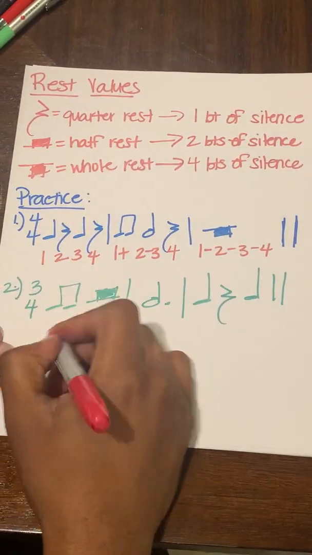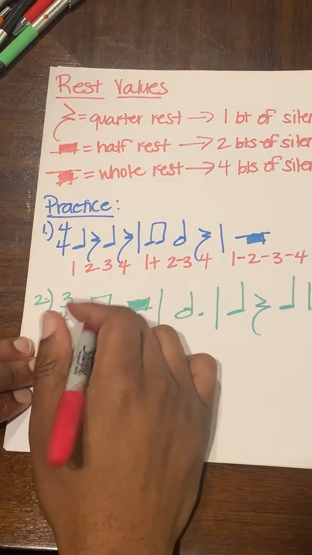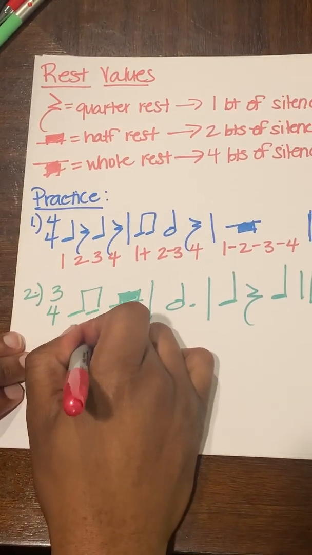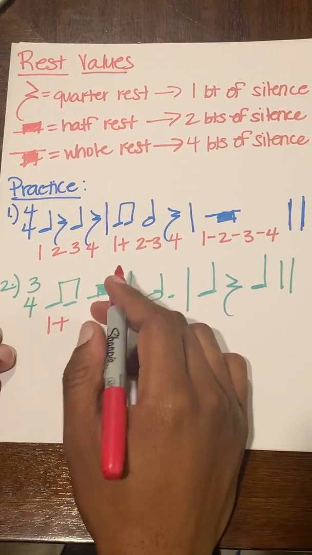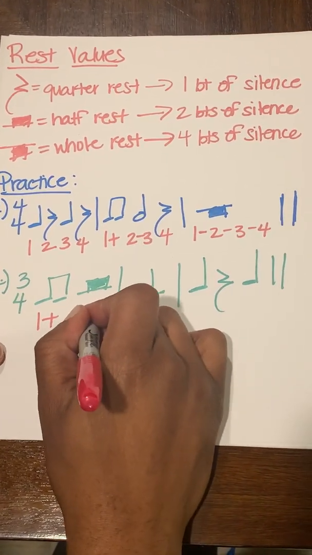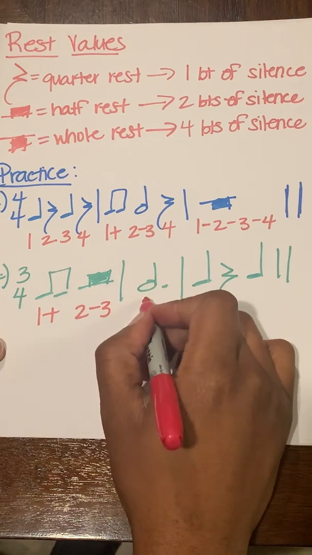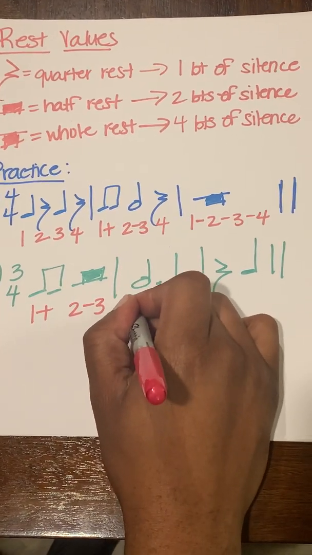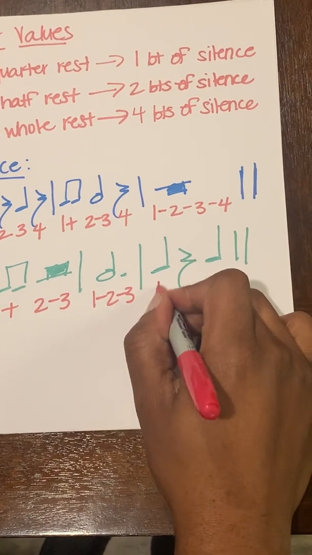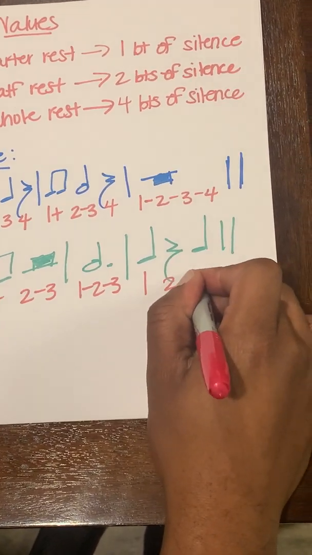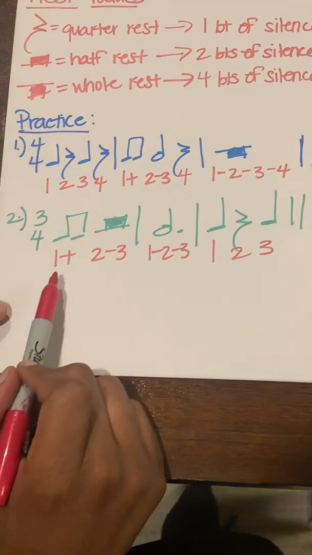Okay. So the first measure, we're going to write 1 and the half rest receives 2 beats of silence. So you write 2, that's 3. The dotted half note receives 3 beats. 1, that's 2, that's 3. Quarter note there and there. Okay. Now let's count this aloud.